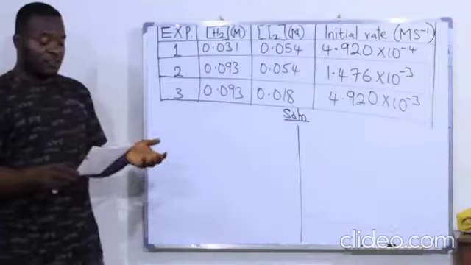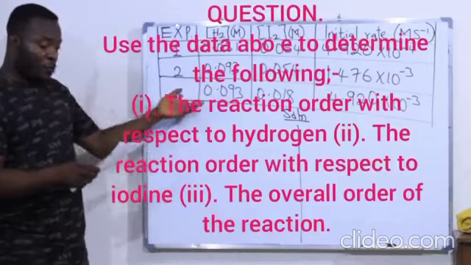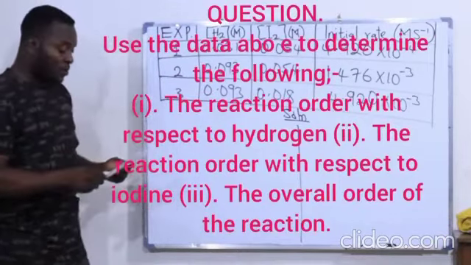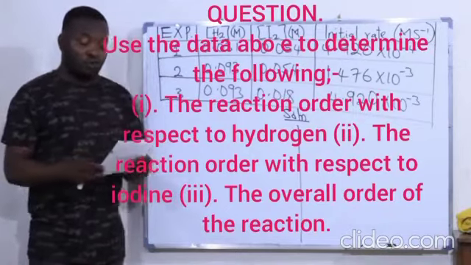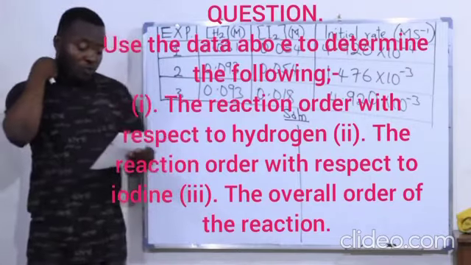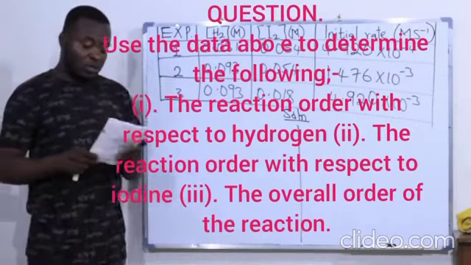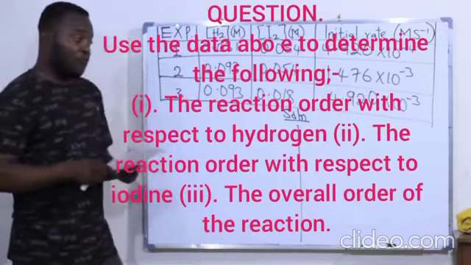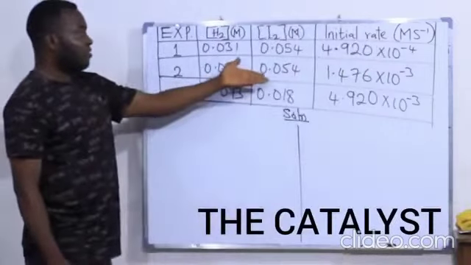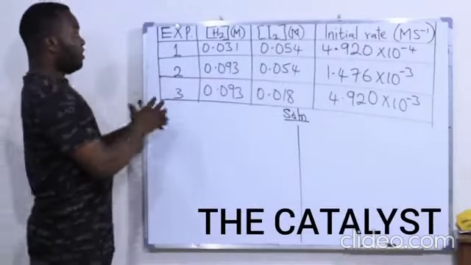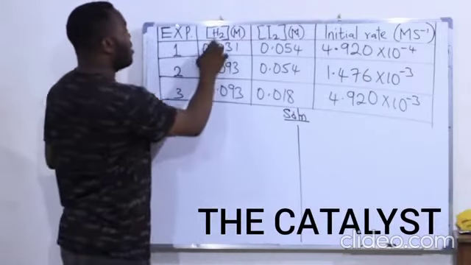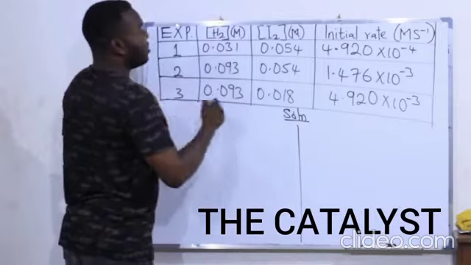The question says, use the data above to determine the following. Number 1, the reaction order with respect to hydrogen. Number 2, the reaction order with respect to iodine. And number 3, the overall order of the reaction. Now let us solve this problem. The data is on the board as you can see, and the reactants used in the reaction are hydrogen and iodine.